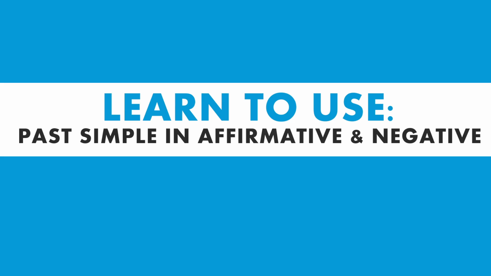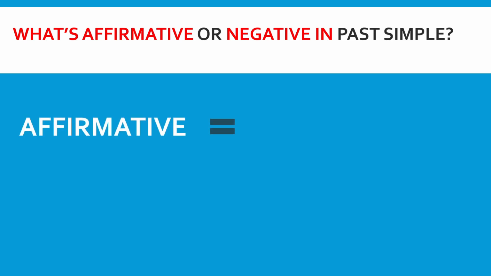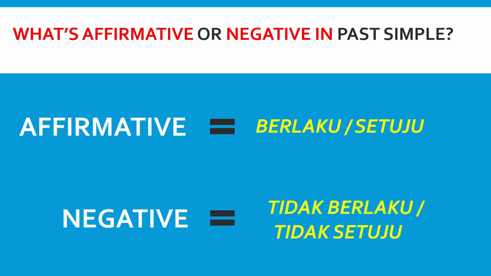Now, let's move on to the second activity of our lesson today, which is to learn to use the past simple in affirmative and negative. But first and foremost, you will need to know what is affirmative or negative in past simple. Generally, affirmative means berlaku or setuju in BM, whereby the negative means totally the opposite, which is tidak berlaku or tidak setuju.